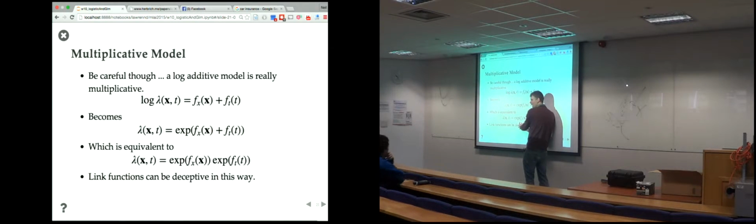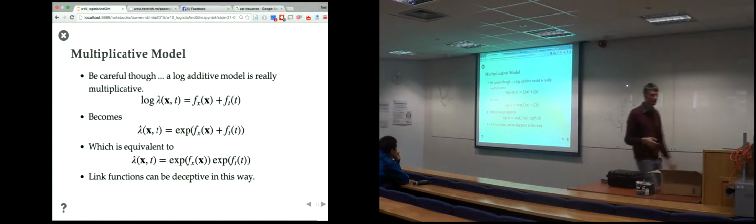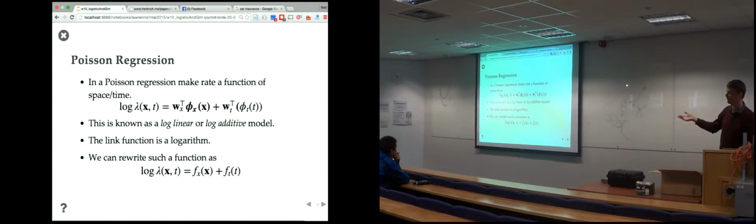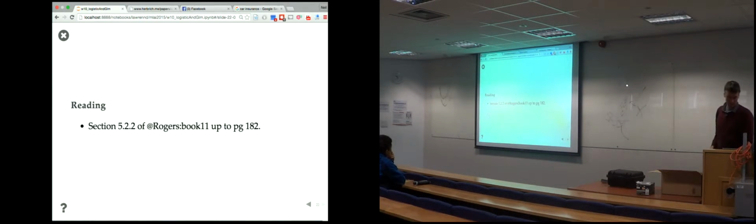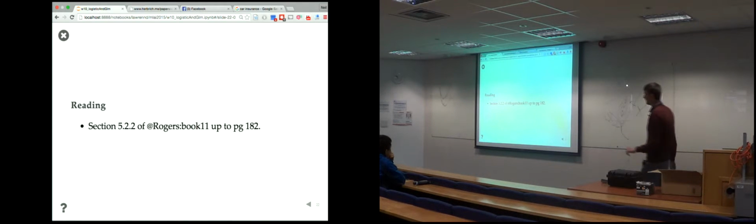So be very, very careful with link functions, because you think you're saying something additive, but in practice, the nonlinearity of the link function means you're saying something very different. It's an attractive way to write down a model because you think, oh, look, I've got these additive components. No, you have multiplicative components. And that's a real trap. People get misled by that all the time when they're doing these generalized linear models.